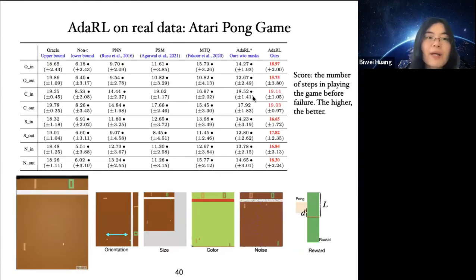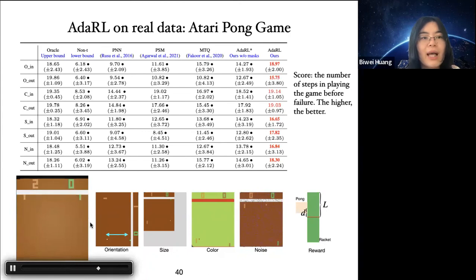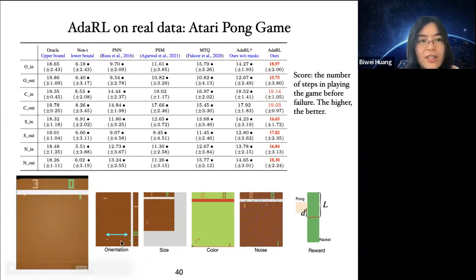We apply the proposed AdaRL algorithm to Atari Pong games, where the agent controls a paddle moving up and down, aiming at hitting the ball. We consider the changes across different environments, including the change of orientation, the image size, the color, the noise level, as well as different reward functions. And this table shows the average score and the one standard deviation over 30 trials, where the score is the number of steps in playing the game before failure.